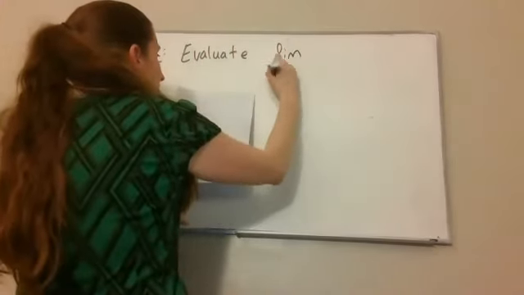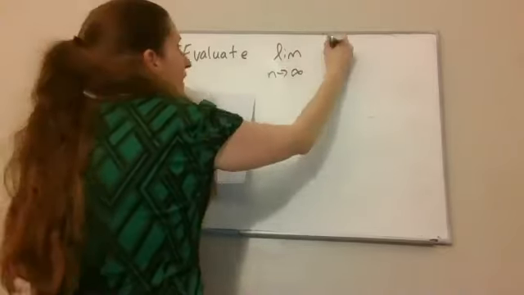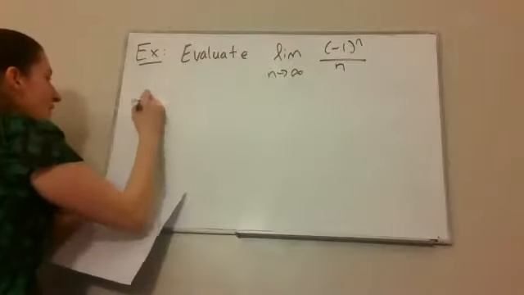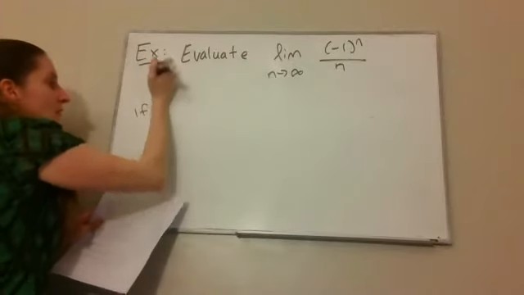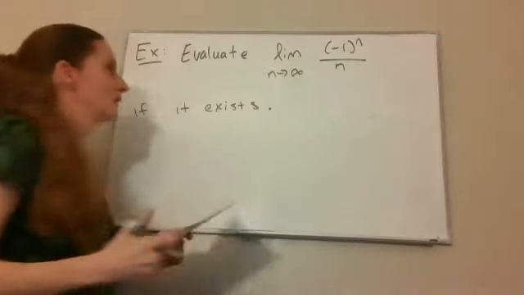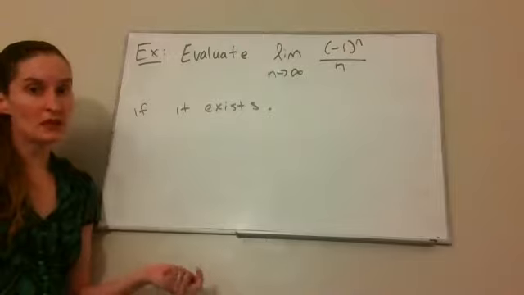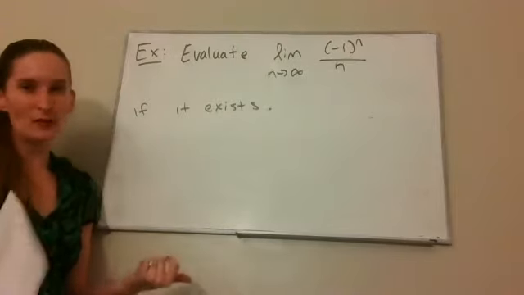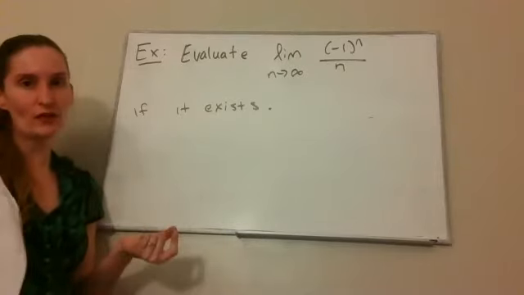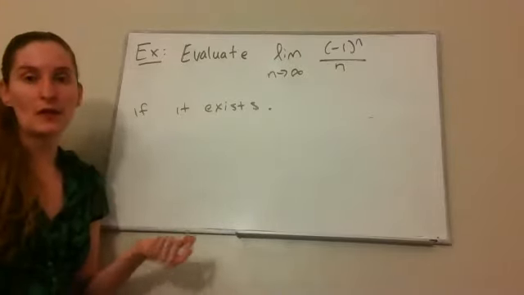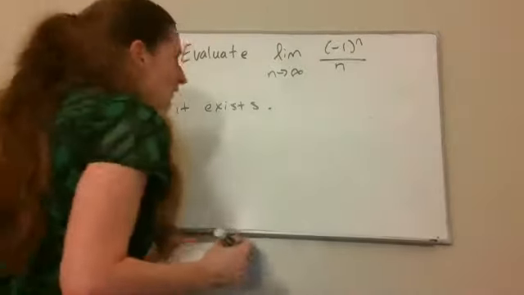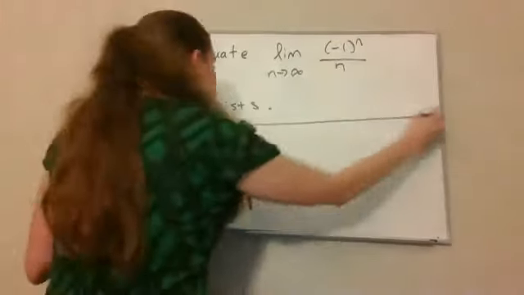Evaluate the limit as n goes to infinity of -1 to the n over n, if it exists. Well, I had one particular theorem that involved absolute values. I had a theorem that said that if the limit of the absolute value of a sequence goes to 0, then the limit of the sequence without absolute values also goes to 0. Let's try that theorem out on this problem.